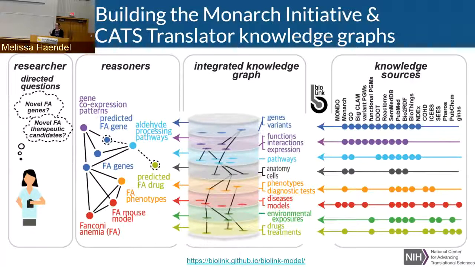So that precision classification, those relationship bits that I showed at the beginning, really try to put those together into one framework that allows various kinds of computational algorithms to run over these graphs and identify candidate treatments for drug repurposing, for example. Here's an example for Fanconi anemia, where we're trying to find candidate drugs for Fanconi anemia patients who are rather underserved in terms of therapeutics.